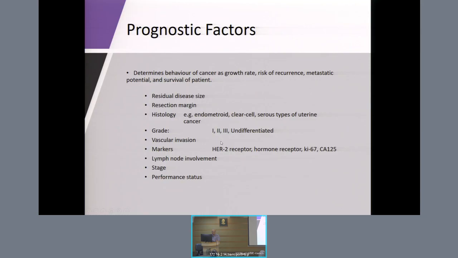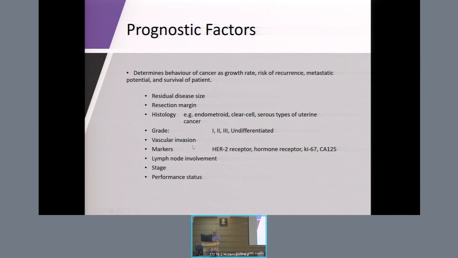Grade of the tumor. We divide it into 4, normally 3. Grade 1 means well differentiated, 2 intermediate, and 3 means poorly differentiated. Well differentiated means the histopathological features are almost similar to the normal tissue, and grade 3 means they are distorted. Undifferentiated means there is no architecture. It is not possible to identify even the origin of tumor.